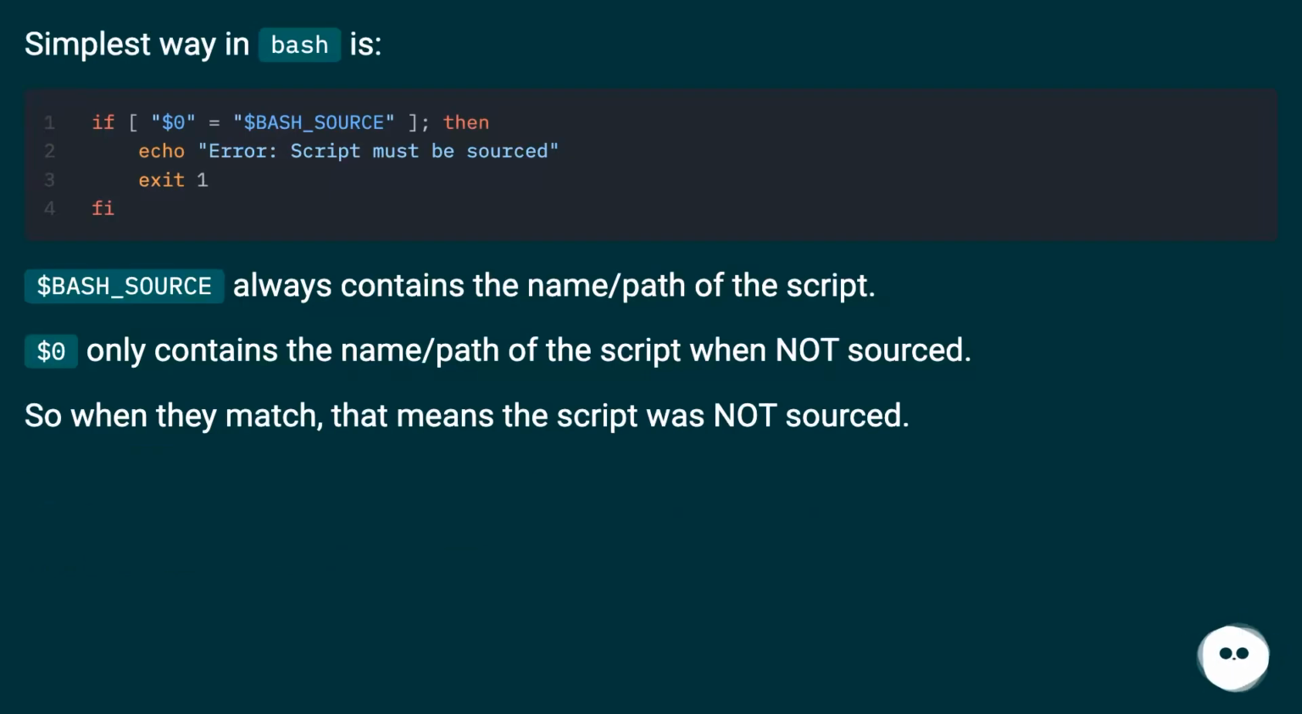Simplest way in bash is $BASH_SOURCE always contains the name/path of the script. $0 only contains the name/path of the script when not sourced. So when they match, that means the script was not sourced.